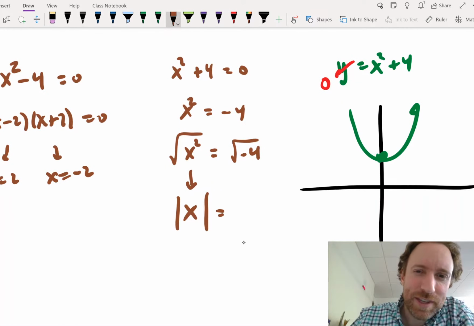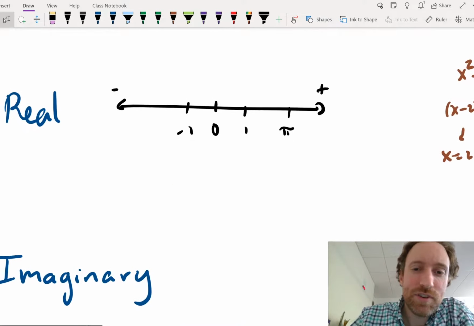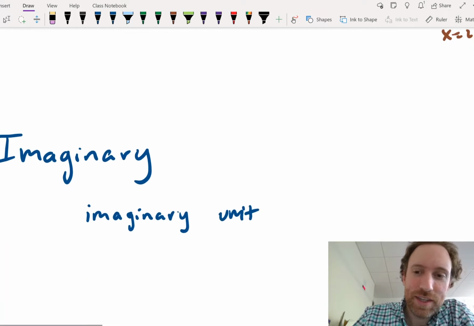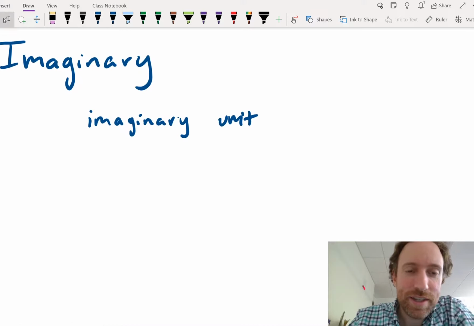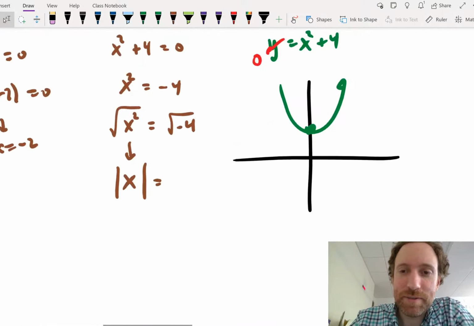Well, here's how we deal with this. We just have to realize that the real number line is incomplete. These numbers are not all the numbers. There are, as you can see on my screen, imaginary numbers. So what are imaginary numbers? Well, imaginary numbers are numbers like what we have here.